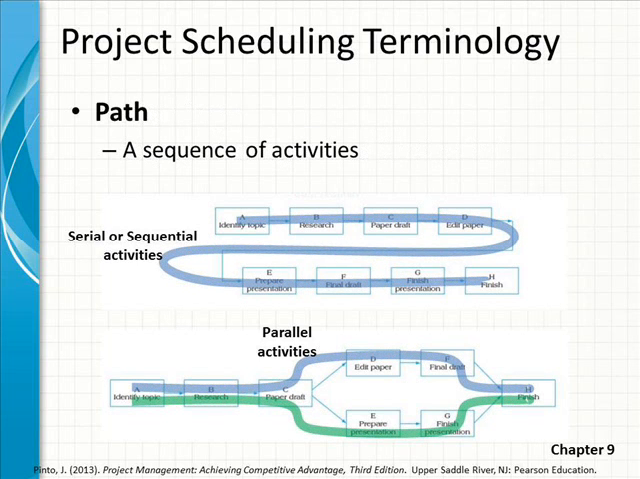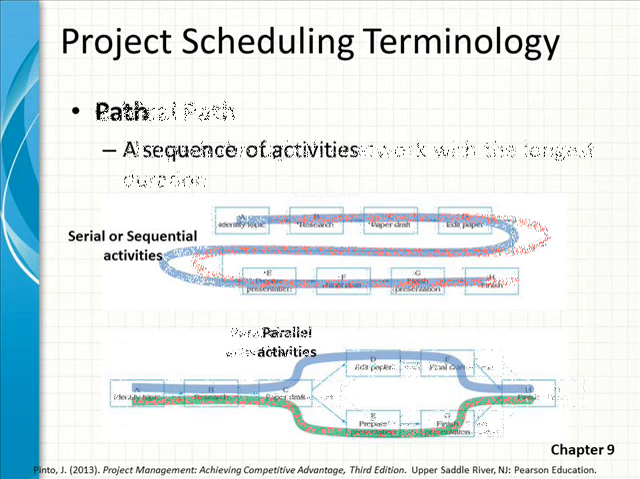Now that we have an activity diagram, we can define paths, a sequence of activities leading from the beginning to the end. In a serial or sequential set of activities, there's only one path through the network. But when you have parallel activities, as we have down here below, you can see we have 2 parallel paths that can walk through this entire network.